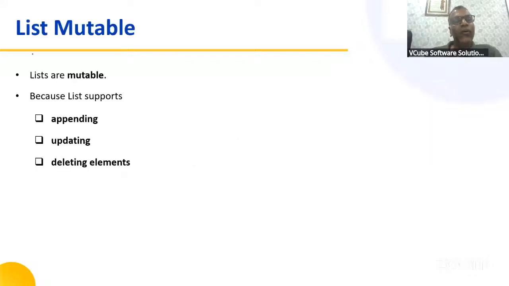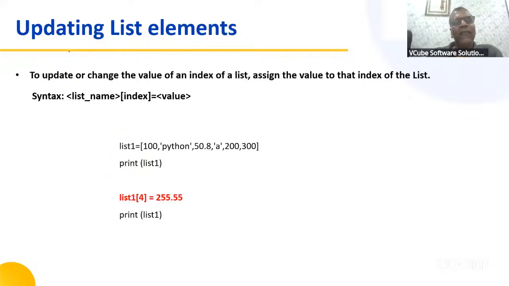Now, I want all of you to kindly put three-star symbols. This is a very, very important point. A list is mutable. What is the meaning of mutability? I can append the data, update the data, and delete the data. I will explain each and every point with an example. Now, can you please look here? Whenever you want to update the data, you have to follow the syntax. See here what I'm doing.